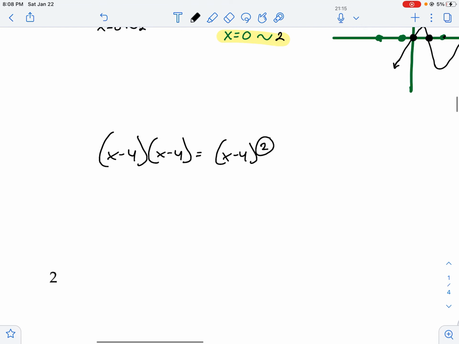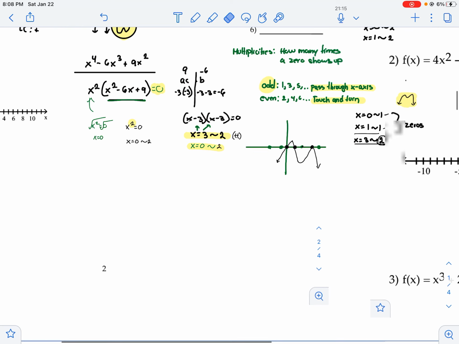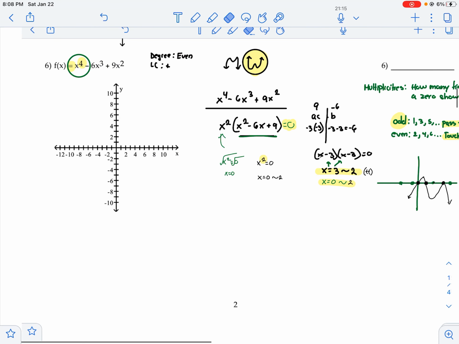Because it has that little power of 2, that means that it has a multiplicity of 2, as you can see here. If this was to the power of 3, then that means that this has a multiplicity of 3. Okay? I really hope you got all of that. It's the only downside that I can't really hear your feedback. So now we're going to continue.